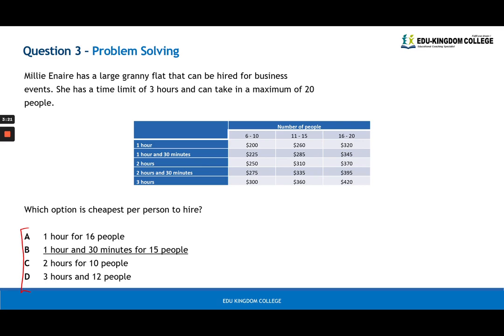Okay, so 1 hour for 16 people will be 320. 1 hour 30 for 15 people, 285. 2 hours for 10 people, 250. So we're just going to write the total first and divide by people later. 3 hours for 12 people, that'd be 360. So now you just divide by the number of people there. Some are easy like this one. This would be 20 per person, right?